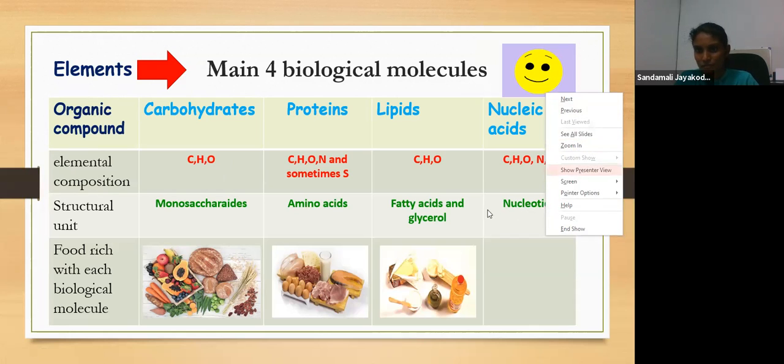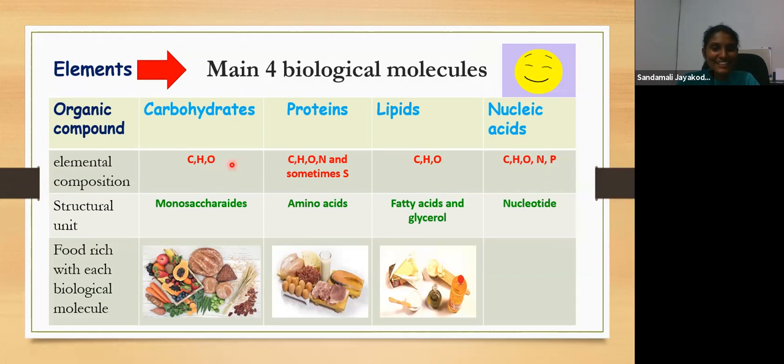Give me a second. Yes, now you can see it.